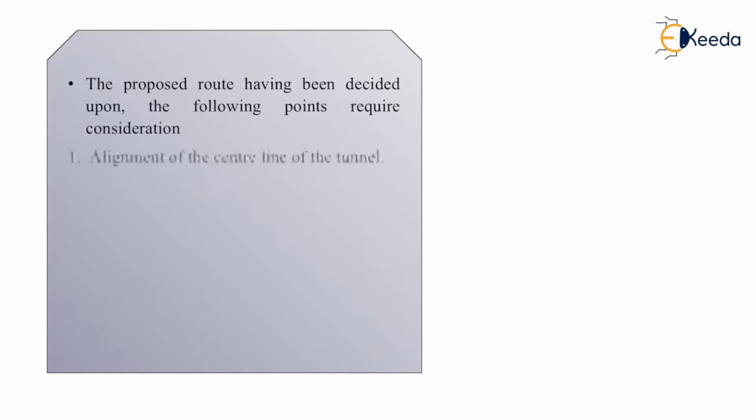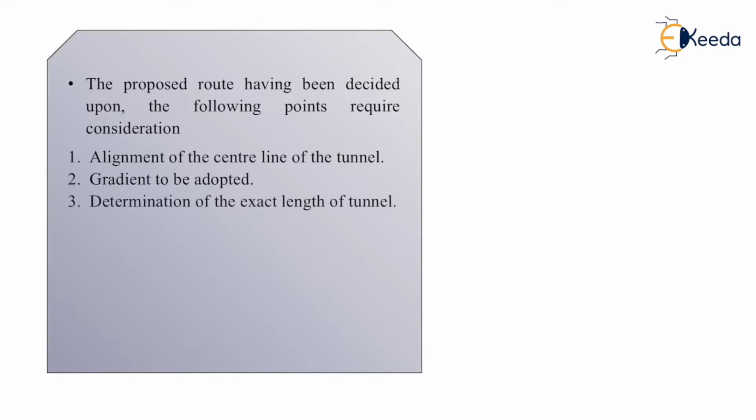First is alignment of the center line of the tunnel. Second, the gradient to be adopted. So which gradient we have to adopt, and the main center line of your tunnel. Third point is determination of the exact length of the tunnel. Fourth, establishment of permanent stations marking the line.